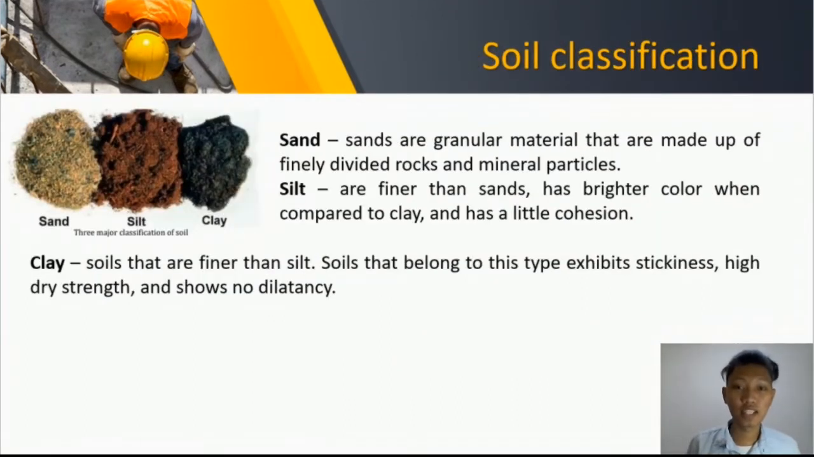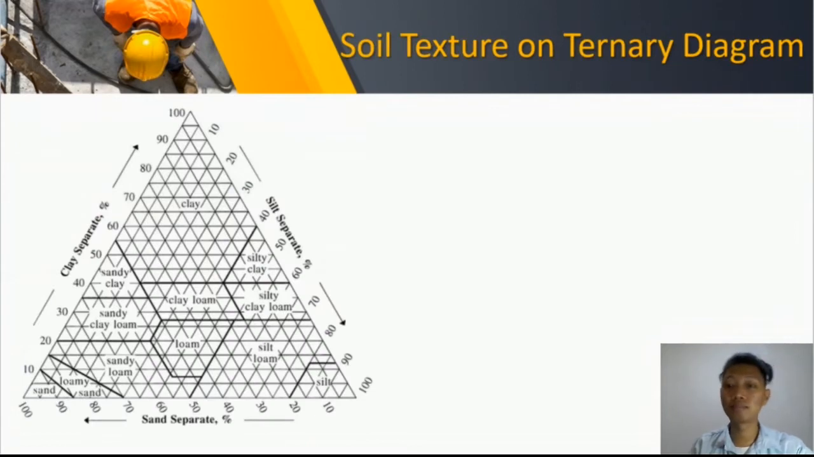Next natin soil classification. Meron tayo ditong sand, silt, clay. Sila ay 3 major classification ng soil. So, meron tayo ditong ternary diagram na kung saan yung tatlong yon ay related sa soil texture. Meron tayo ditong triangle. Ito yung tinatawag na ternary diagram. Ito yung nagse-separate sa silt, clay, sa sand.